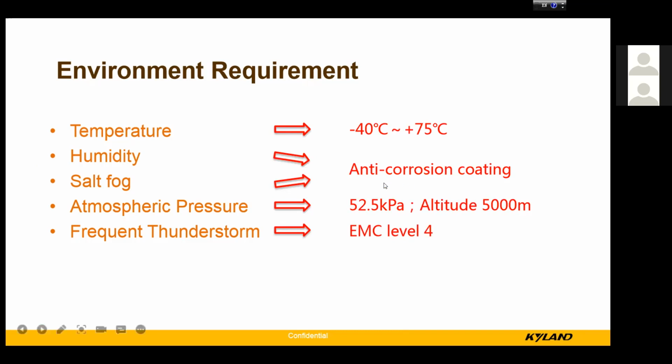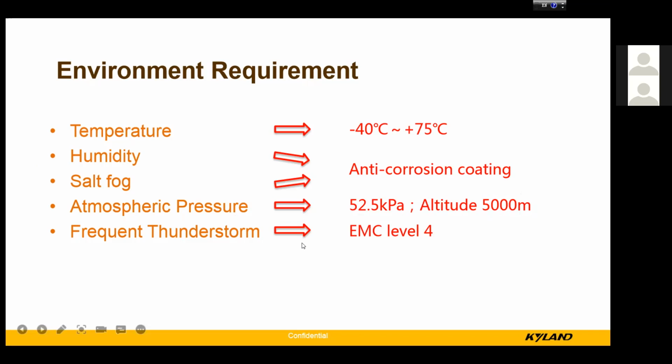And also, some turbines in the wind farm are installed at the top of the mountain. So we should also ensure the device can work at high altitude. According to our test, we support working at an altitude of 5,000 meters.